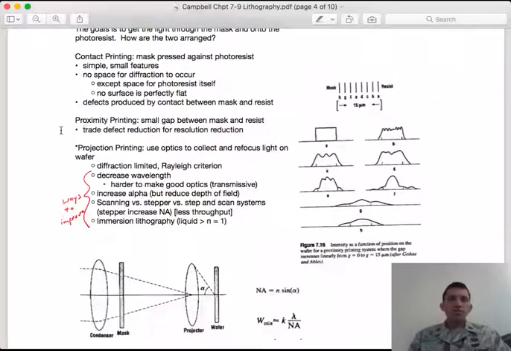So to reduce the defects, you want to put a little bit of space in between your mask and your wafer, right? This is what's done in proximity printing, where I have a 1-to-1 size ratio between the mask and the wafer. However, I create a small gap. Now that gap is ideally very small. This figure here, figure 7.16 from Campbell, illustrates the distortion you get as you increase that gap between the mask and the surface of the photoresist.